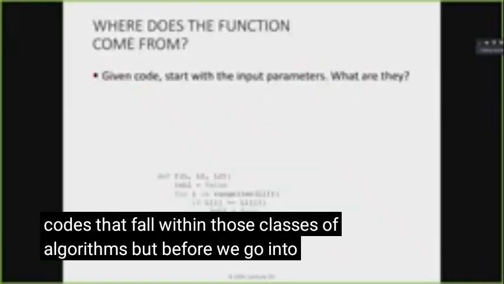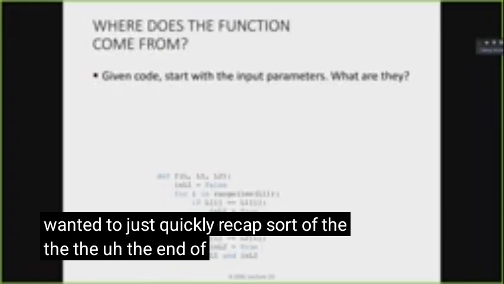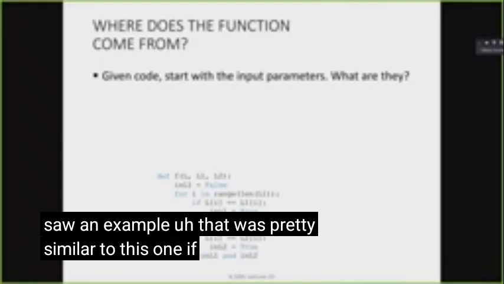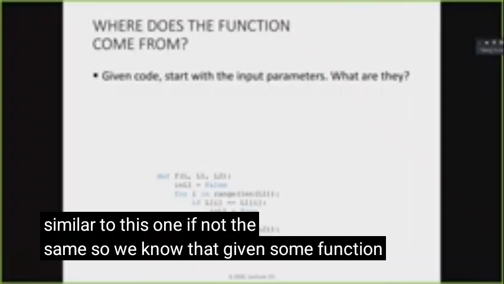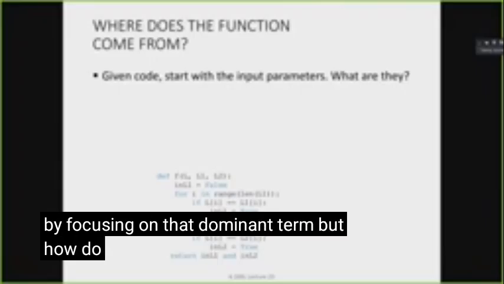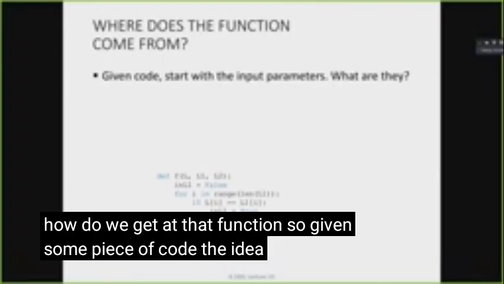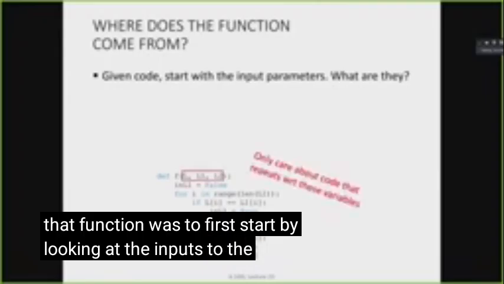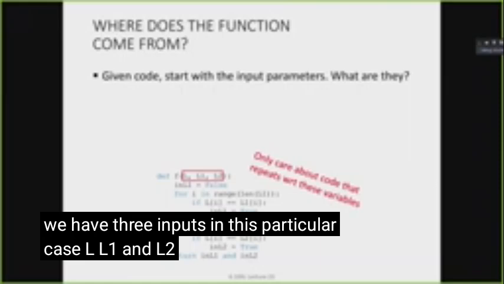But before we go into that, I wanted to just quickly recap the end of last lecture. So we saw an example that was pretty similar to this one, if not the same. So we know that given some function, we can grab the theta of that function by focusing on that dominant term. But how do we get at that function? So given some piece of code, the idea to get at that function was to first start by looking at the inputs to the function. So we have three inputs in this particular case, L, L1, and L2, right?